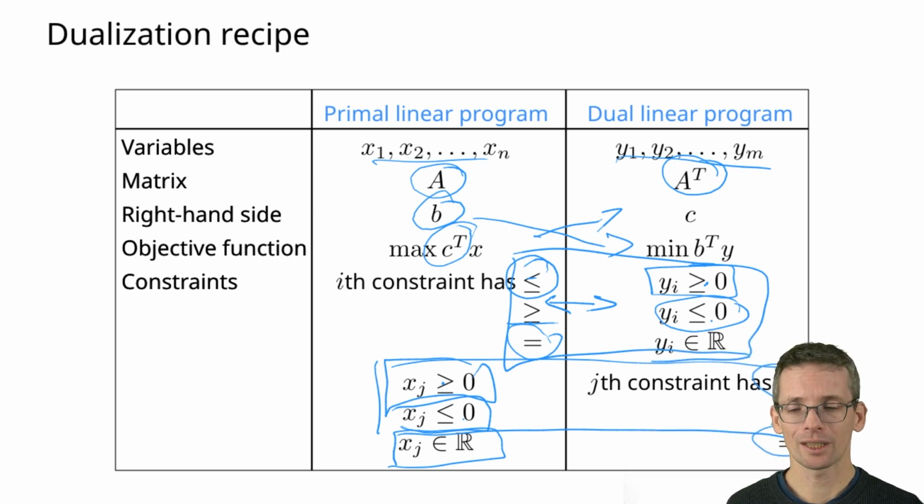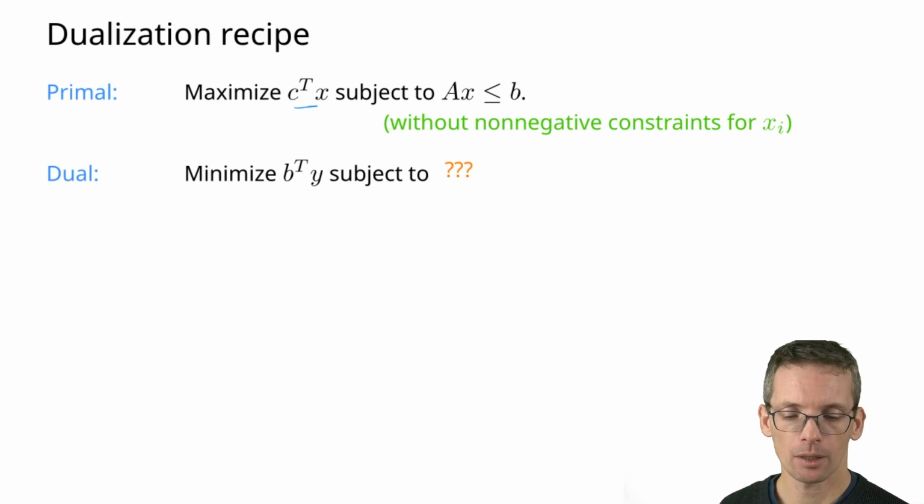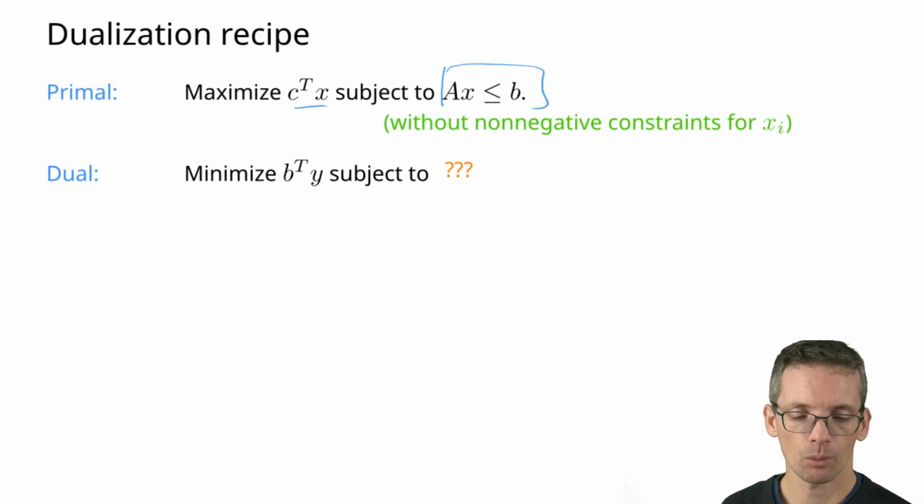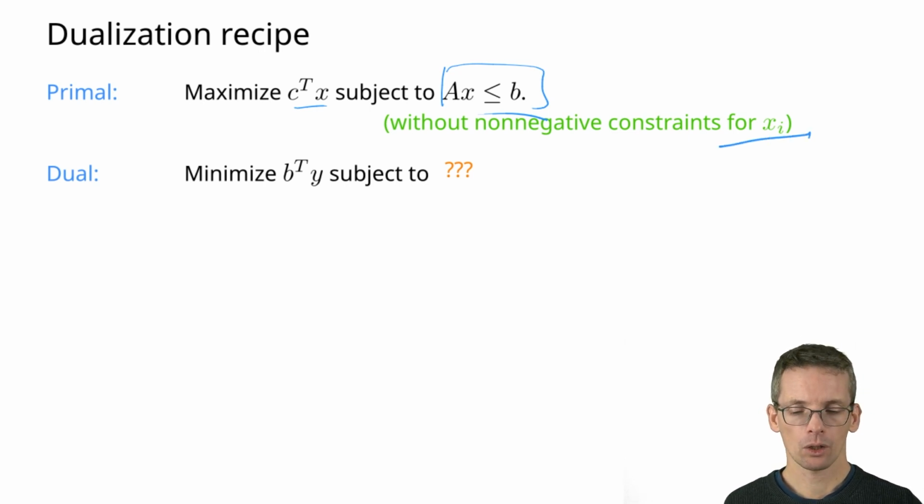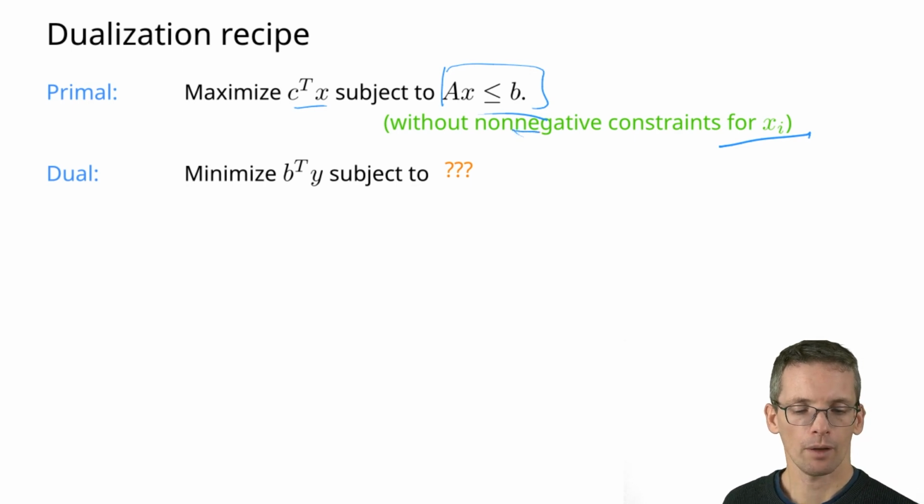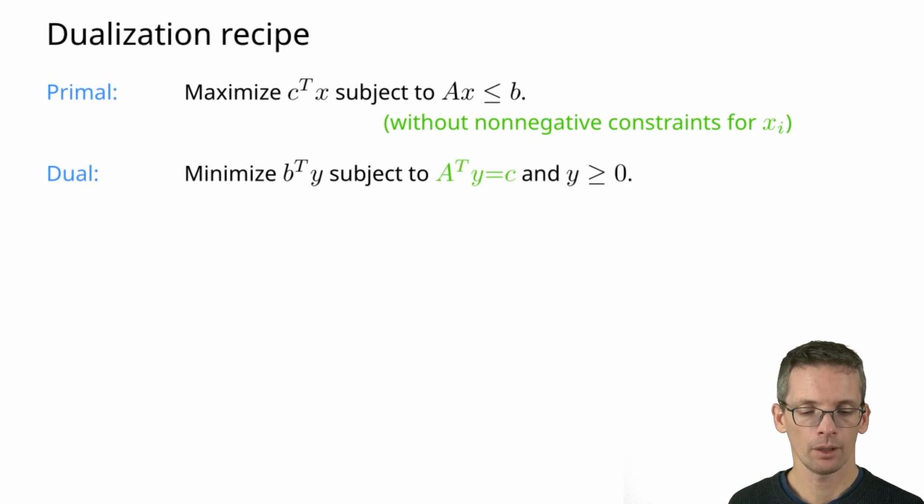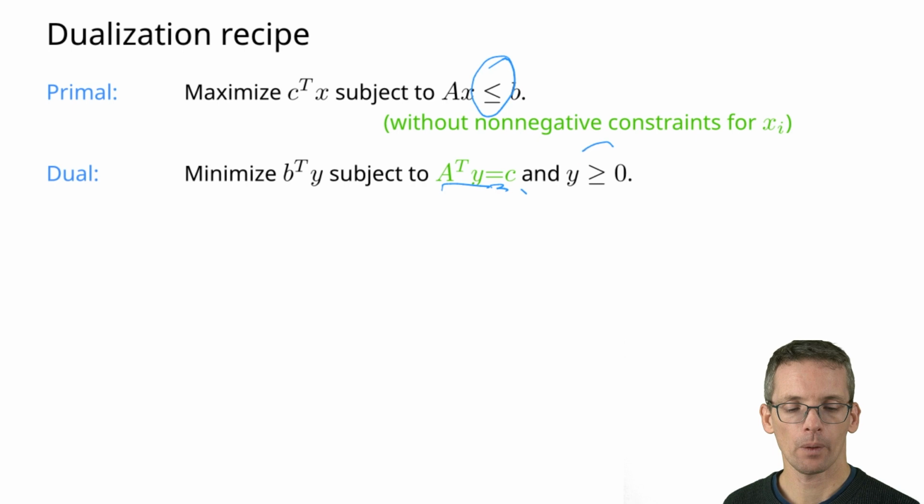So let's see this by an example. If we now want to maximize c transpose x, we still have a smaller-equal here, but we don't have the non-negativity constraints. So what is the corresponding dual program? What we have to look at is that we have no non-negativity constraints. So this means we will have equality: A transposed y equals c. And because we had a smaller-equal here, we will have a larger-equal there.